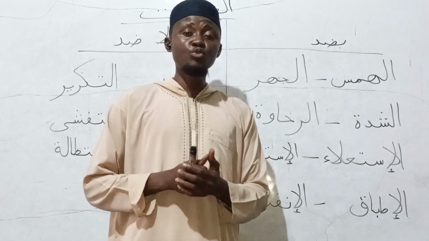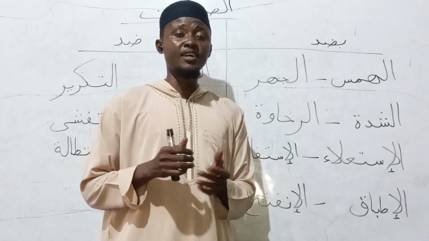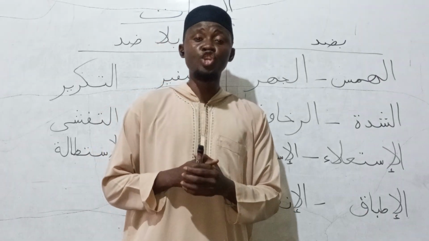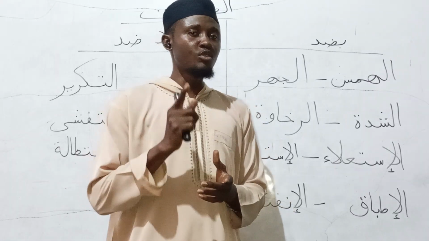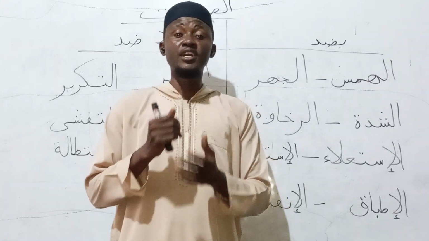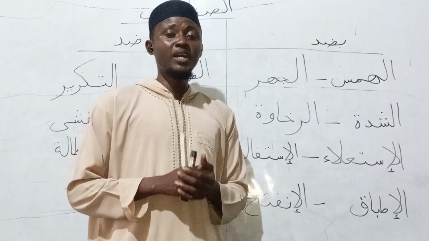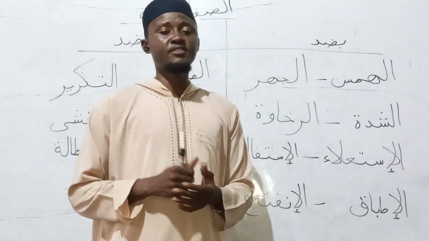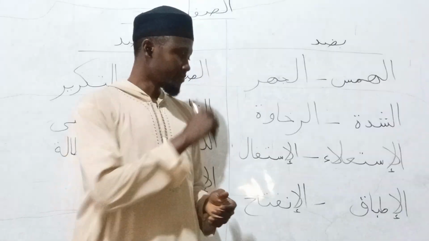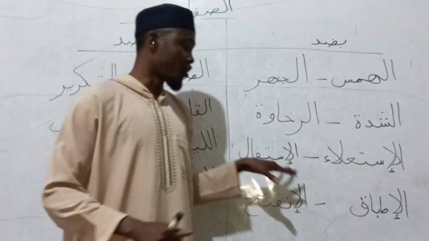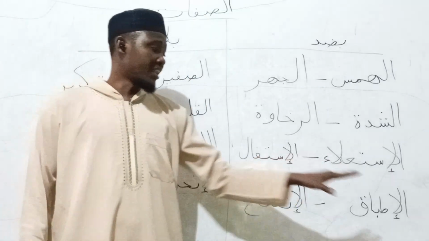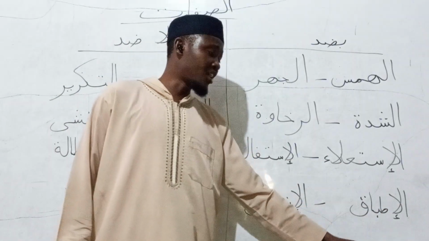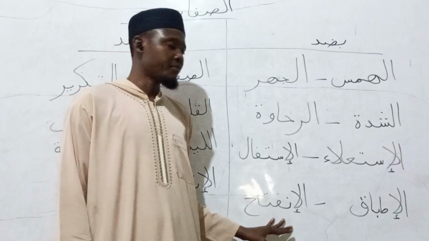Qul a'udhu bi rabbin nas, not bi rabbin nas. Take note, it's bi rabbin nas, malikin nas. So that is for al-istifal. Now the next pair is al-itbaq and al-infitah.